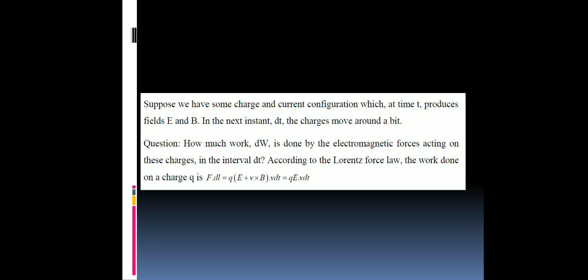Suppose we have some charge and current configuration which at time t produces fields E and B. In the next instant dt, the charges move around a bit. Here we have one question: how much work dW is done by the electromagnetic forces acting on these charges?